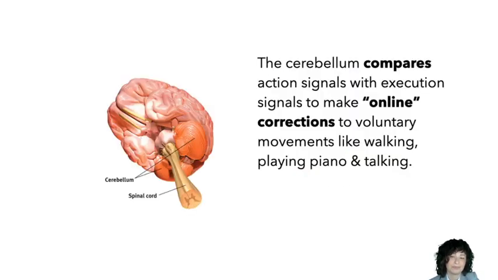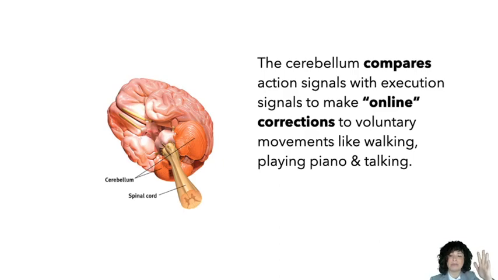The cerebellum is involved with helping to smooth out actions, essentially. The cerebellum compares action signals with the execution signals to make online corrections to voluntary movements, like walking or playing the piano or talking. Anything that requires a high degree of motor coordination is going to recruit the cerebellum.